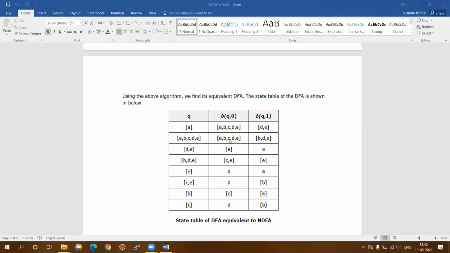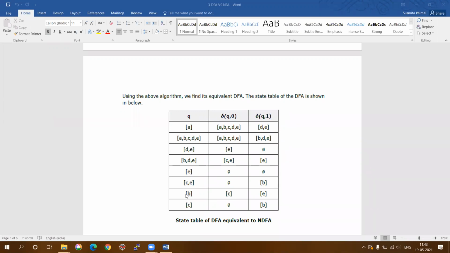Then from BD, using 0, we are going to C, and from BDE, using 1, we are going to state E. So on. So now, what are the new states? The new states are C and this E. So from E, we are looking for the new transition, and from C also we are looking for the new transition. Here we see that the new state coming is B.